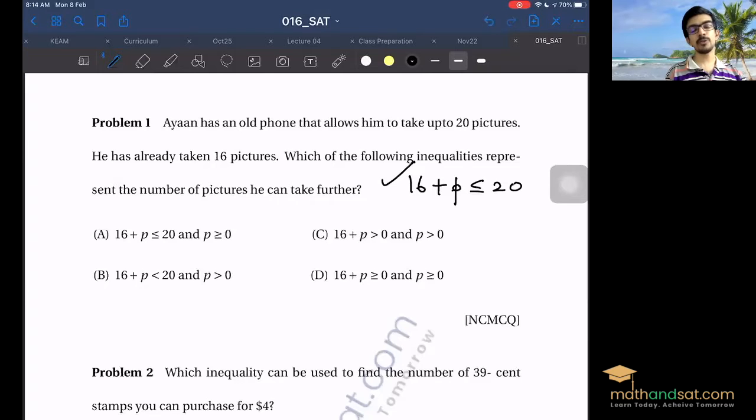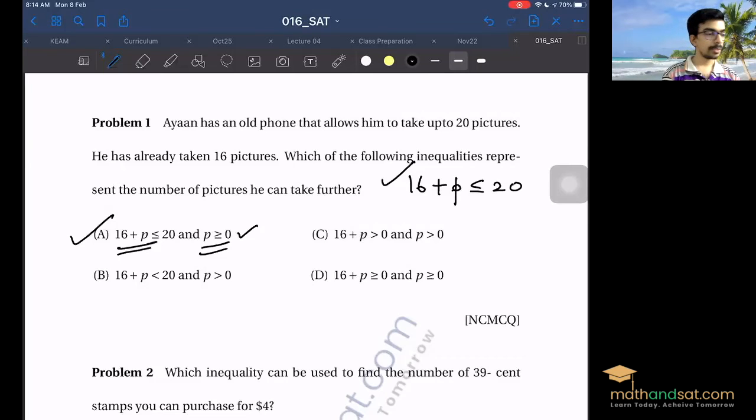What is the minimum number of photos he can take further? 0, right? He can choose not to take any more. You get my point? The minimum number he can take is 0. The maximum is decided by the capacity of the phone. So he can take a maximum of 4 and minimum of 0. So we have 16 plus P less than or equal to 20, and your P has to be greater than or equal to 0. So that is the right answer.